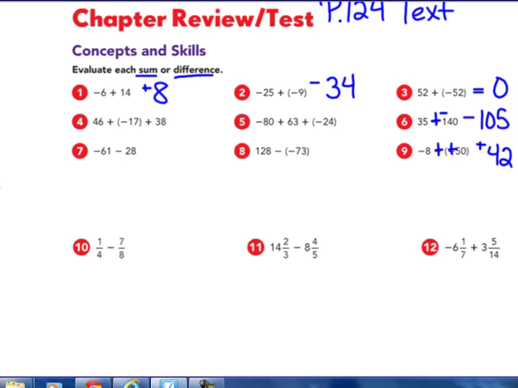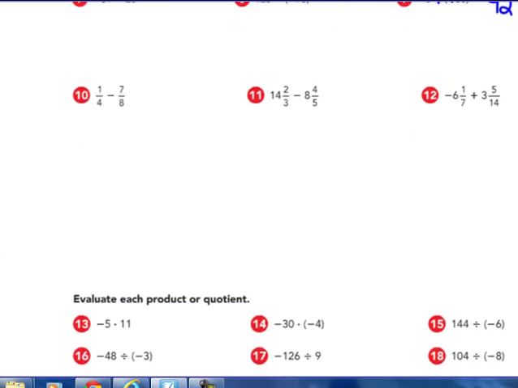I'm going to skip to number 11. We're going to be doing some mixed number and fraction adding and subtracting. And this is a mixed number problem. 14 2/3 minus 8 4/5. We know that when we subtract mixed numbers, we have to have a common denominator. 14 2/3 is the larger absolute value number. So I'm going to put that on top. Minus 8 4/5. Common denominator is 15ths.